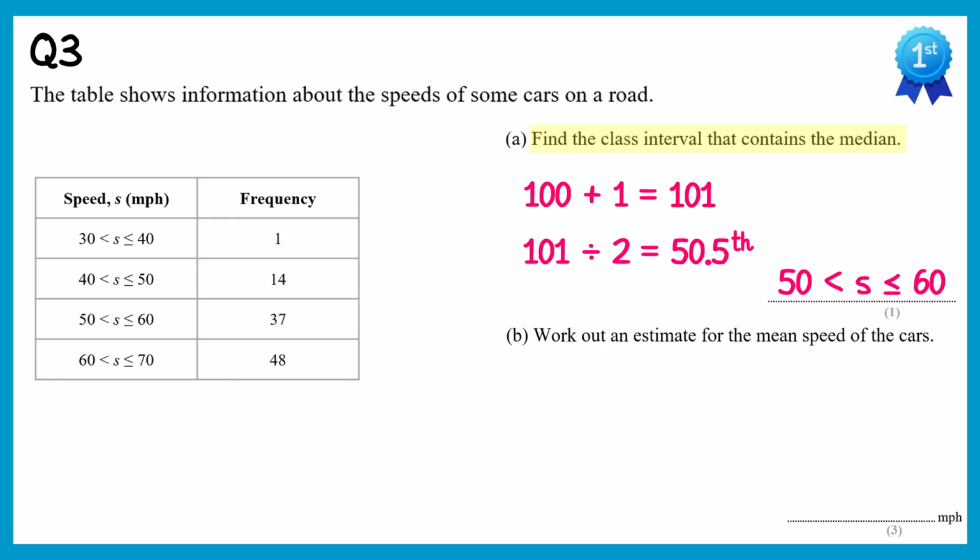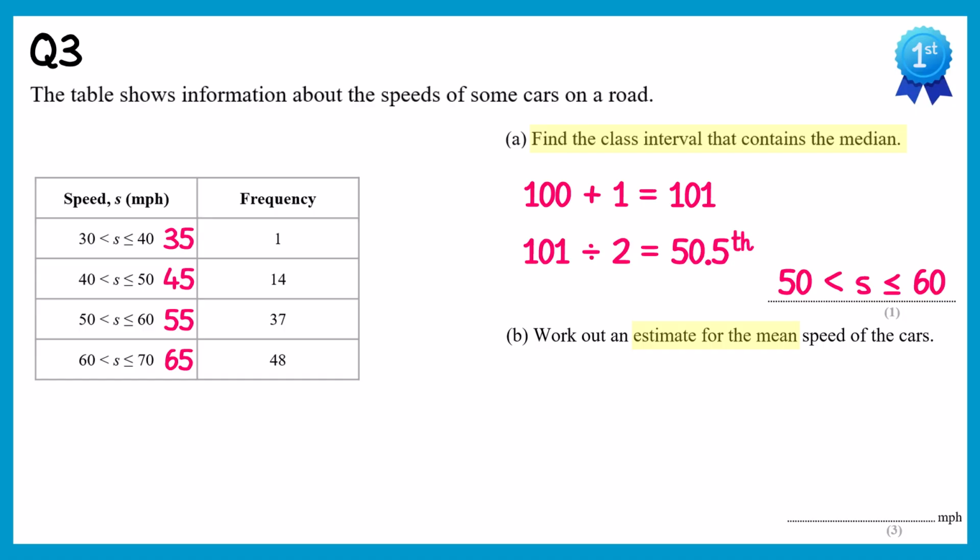For the second part of the question, we need to work out an estimate for the mean speed of the cars. To do this, we're going to need to use the midpoints. For the first group, the speeds are between 30 and 40. The midpoint of 30 and 40 is 35. In the next group, it's from 40 to 50, and the midpoint is 45. And the midpoints for the next two groups are 55 and 65.